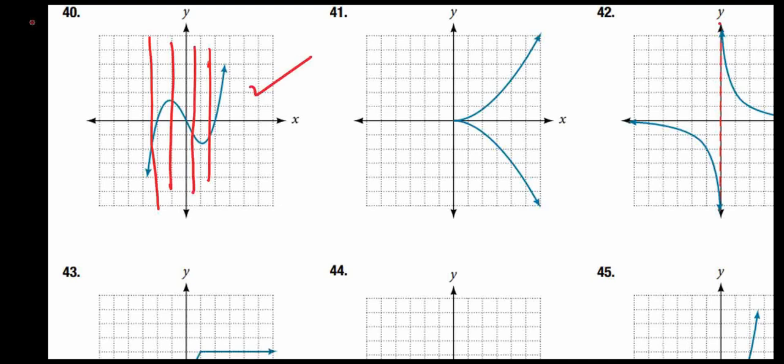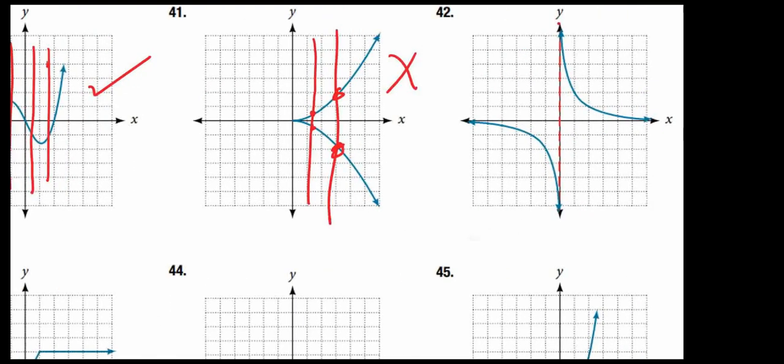If you draw a vertical line through this, it cuts through at two different points, this point and this point. If you draw it through another point, you can see it cuts through the graph at two different points. This is not a function. Let's look at the next one.